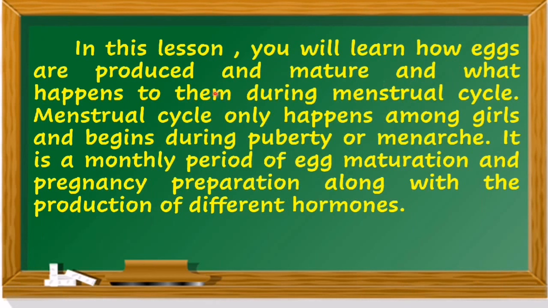How eggs are produced and mature, and what happens to them during menstrual cycle. Menstrual cycle only happens among girls, take note of that, and begins during puberty or menarche. It is a monthly period of egg maturation and pregnancy preparation along with the production of different hormones.